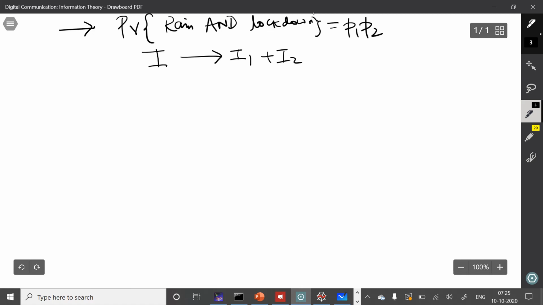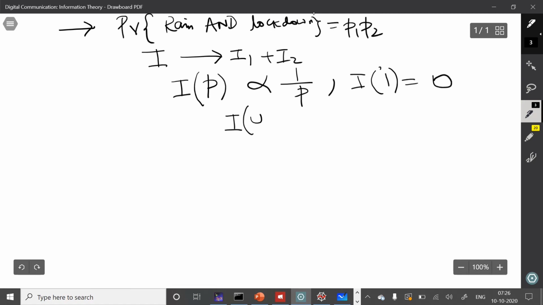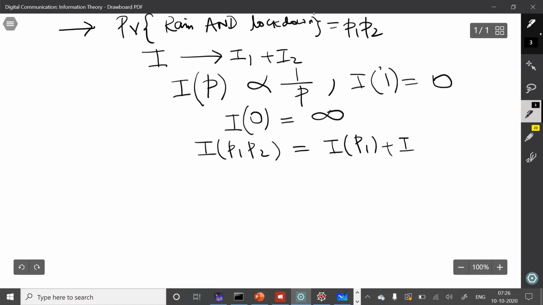The information about rain and the information about lockdown, in your perception, you will add up the information. There is no meaning of multiplying the information. That will distort the information actually. Okay, it's a little bit philosophical. So what I mean is, if we have some function for information, definitely we got one point that it should be inversely proportional to p. Further, I of 1 should be 0 and I of 0 should be infinity, and I of p1 p2 should be I of p1 plus I of p2.